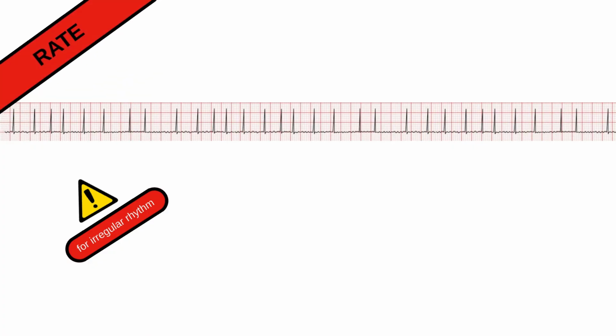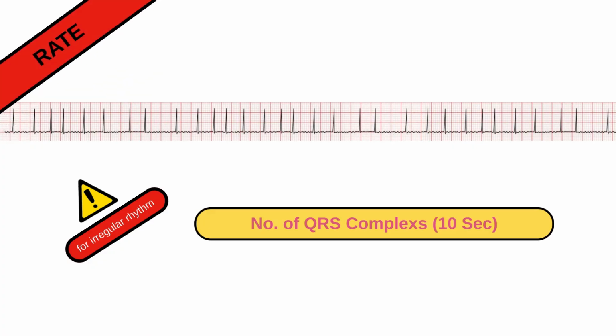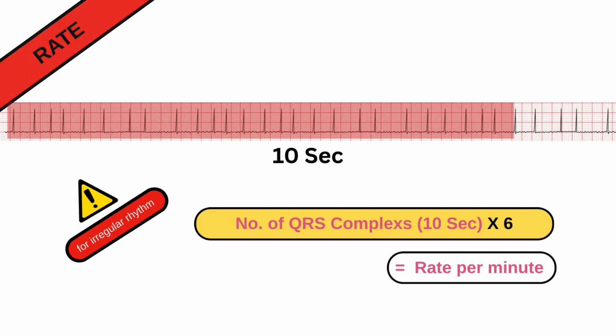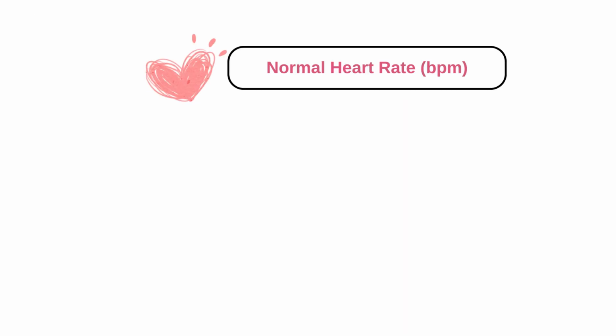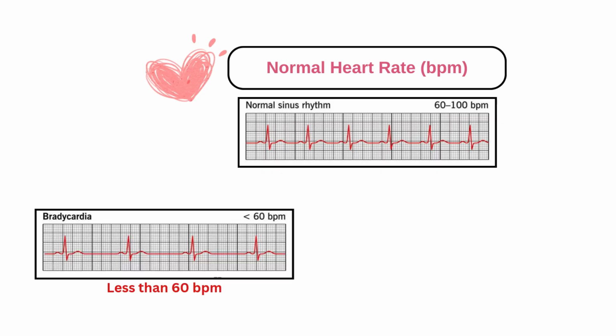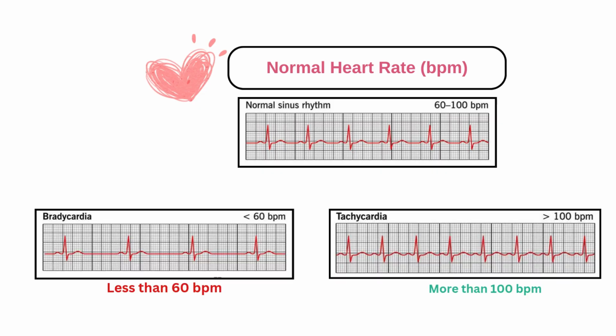If the rhythm is irregular, count the number of QRS complexes in 10 seconds and multiply by 6 to get the rate per minute. The normal rate is 60 to 100 beats per minute. Below 60 equals bradycardia, above 100 equals tachycardia.